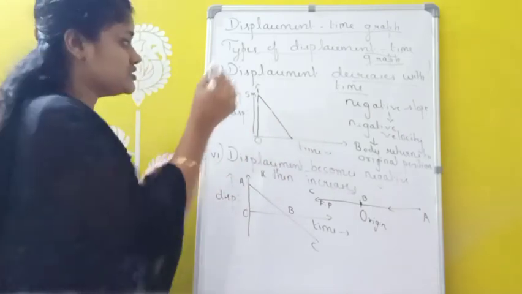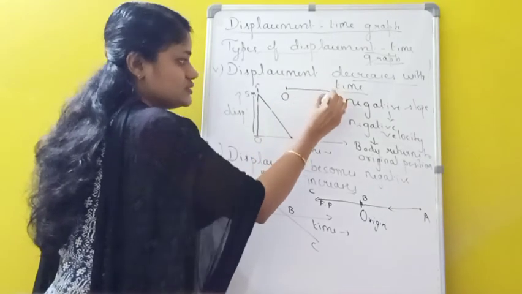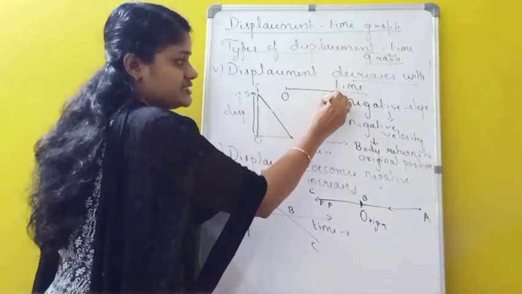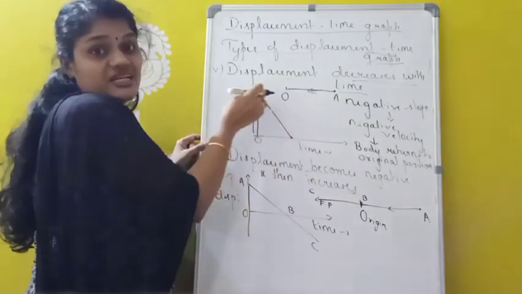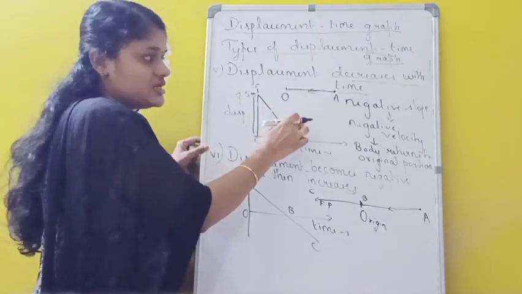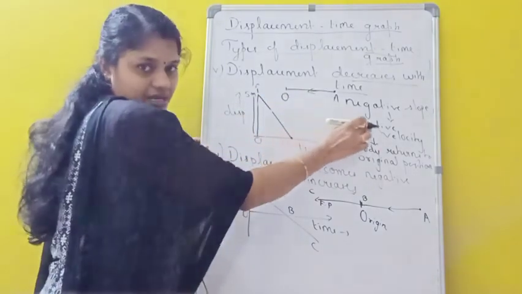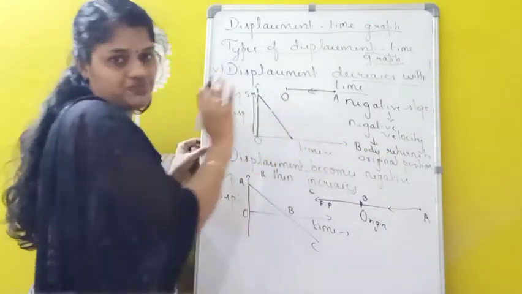Suppose this is a starting point, and this body reaches, suppose, 5 meters at a final point, and this body is now coming back to which one? Coming back to the initial position. That means it is negative velocity. The slope is negative, as well as velocity, and this body is coming back to the original position with uniform velocity.